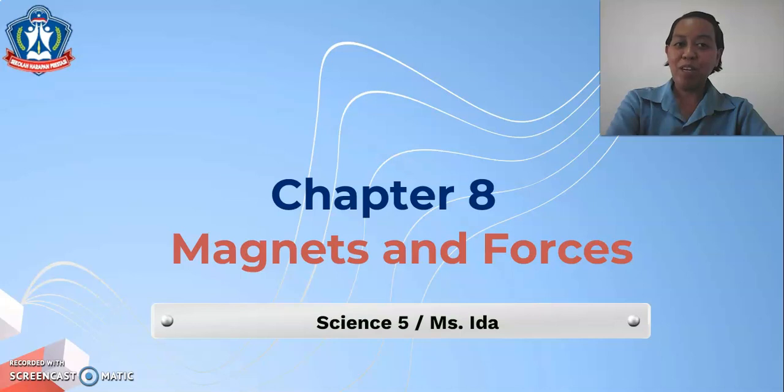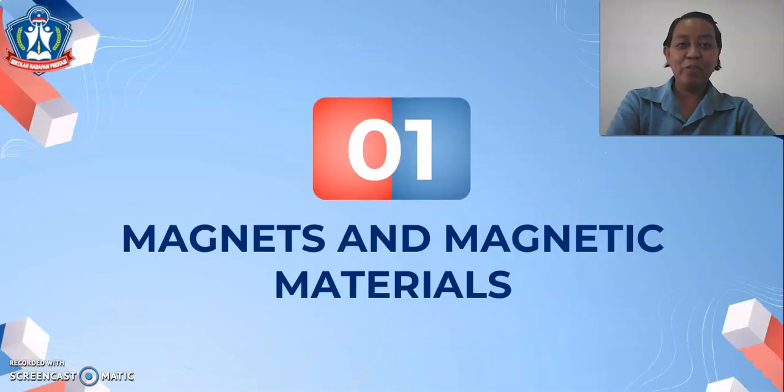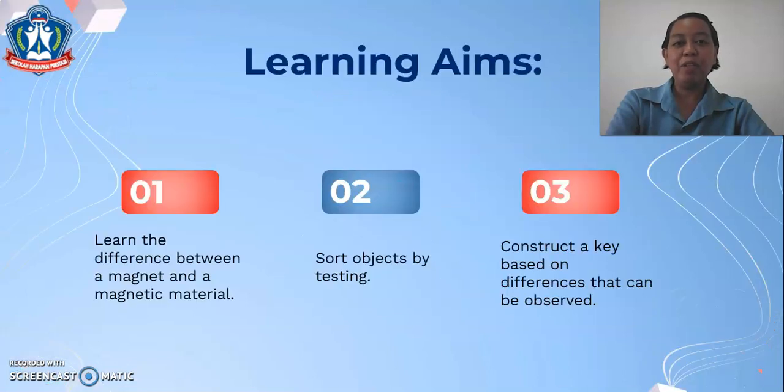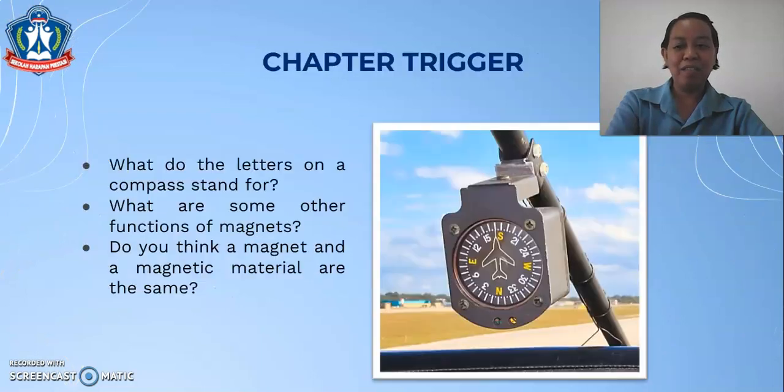For this video lesson, children, we will be learning two topics. Are you ready? Let's start! For Lesson 1, Magnets and Magnetic Materials. Our learning aims are the following. Learn the difference between a magnet and magnetic material. Sort objects by testing. Construct a key based on differences that can be observed.